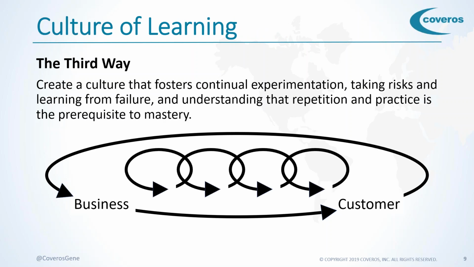And then the third way, the last way, is building a culture of learning, okay? Create a culture that fosters continual experimentation, taking risks and learning from failure, and understanding that repetition and practice is a prerequisite to mastery. We're not going to get better unless we try different things, and when we try different things, we are going to fail. That's normal. That's not a problem.